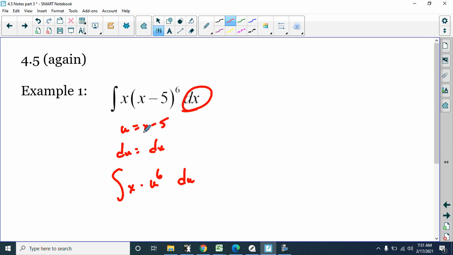So the problems we're looking at are if we have an extra variable out front that does not become part of the du, what to do. What we're going to do is I need to change this to a u, and I have an equation right here that relates u and x. u is equal to x minus 5. Or if I solve this for x, it would say x is equal to u plus 5. Add 5 to both sides. So I can replace x with u plus 5.